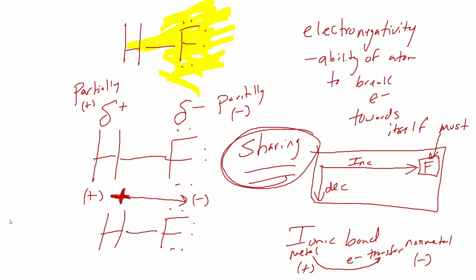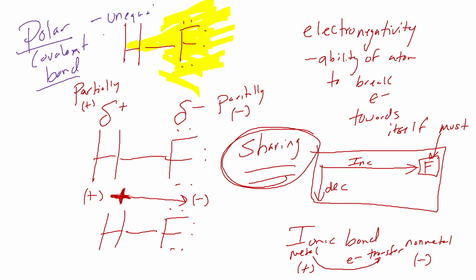This type of bond right here is another type of covalent bond. This is what is referred to as a polar covalent bond. Or again, most people will just call it a polar bond and kind of leave the covalent out of it. So a polar bond is unequal sharing of electrons.